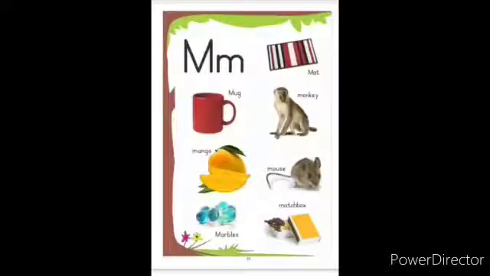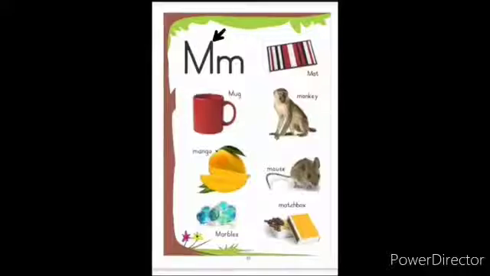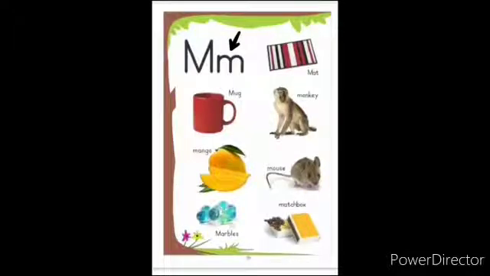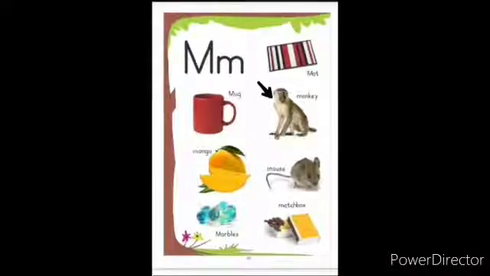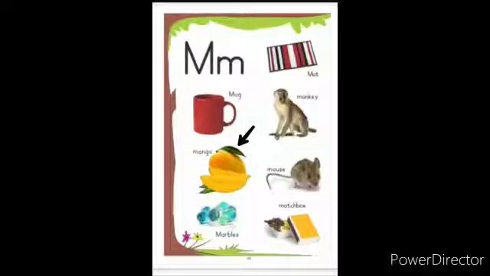This is alphabet M. Capital M, Mama M. Small m, baby m. The sound of alphabet M is M. M for mat. M for mug. M for monkey. M for mango.